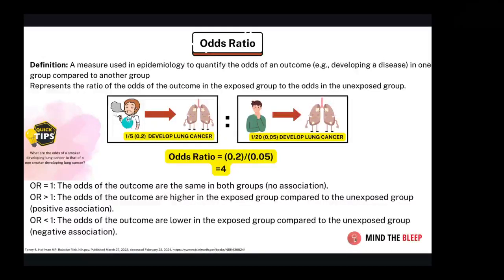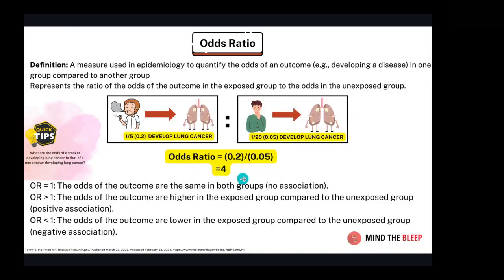Again, we have our smokers that develop lung cancer and non-smokers who still develop lung cancer. So a study may have been conducted that showed that 1 in 5 smokers develop lung cancer, and 1 in 20 non-smokers develop lung cancer. So what are the odds of that? So the odds ratio is those who develop lung cancer who are smokers, which is 0.2, divided by those who develop lung cancer who are non-smokers. So the odds ratio is 4.